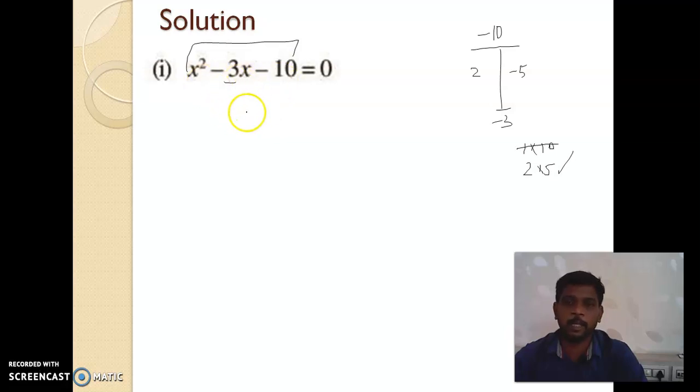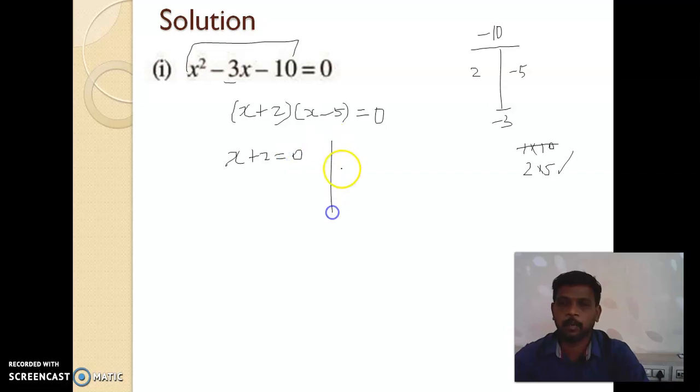So here the variable is nothing but x, therefore (x + 2)(x - 5) = 0. Minus 5 is there, so x minus 5, and equal to 0 is there in the equation. So these are the two factors. Next, we are going to put the factors individually equal to 0, that is x + 2 = 0, and another one x - 5 = 0, right?